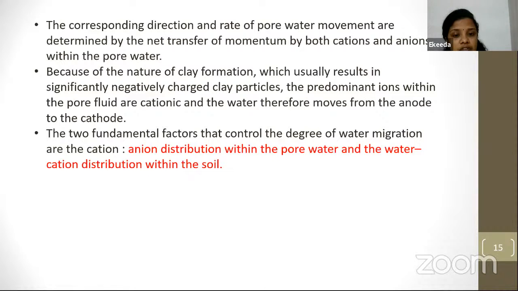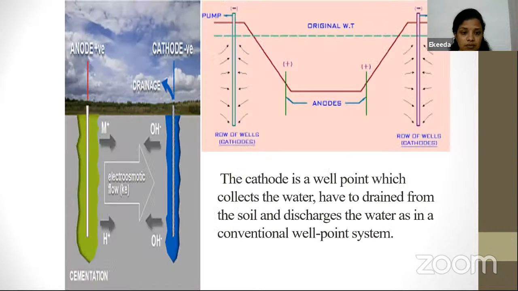The two fundamental factors that control the degree of water migration are the cation and anion distribution within the pore water and the water cation distribution within the soil. I'll explain it so that it will be more clear for you. These are the two rods that we are inserting. First will be an anode rod and second will be a cathode rod.